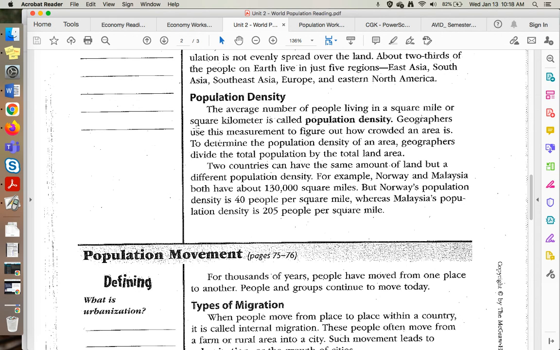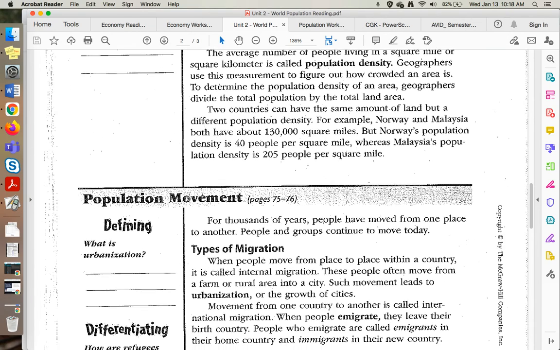2 countries can have the same amount of land but a different population density. For example, Norway and Malaysia have about 130,000 square miles, but Norway's population density is 40 people per square mile, whereas Malaysia's population density is 205 people per square mile.